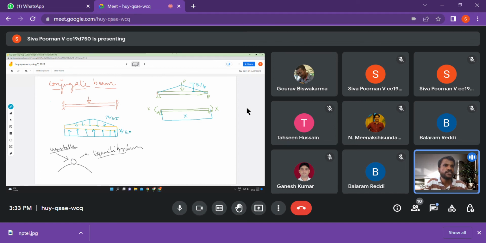So can someone equate these two areas and say what is X? It's easy to find out X, right? So what is the area of this triangle? Half into base, half into L into PL by 4 EI, should be equal to X by EI into L. So what is X? PL by 8. EI gets cancelled, L gets cancelled. PL by 8. Yes, that is all.